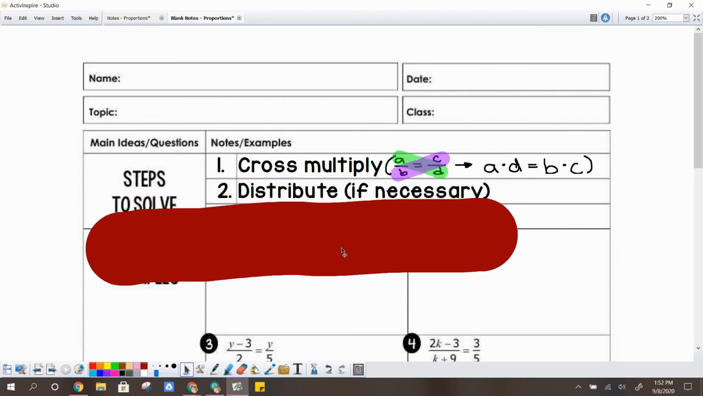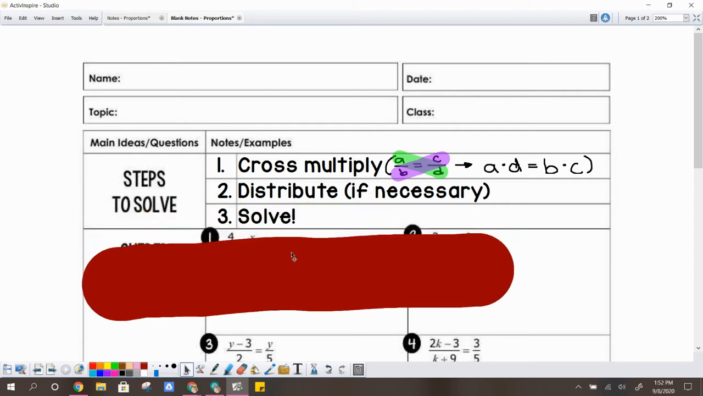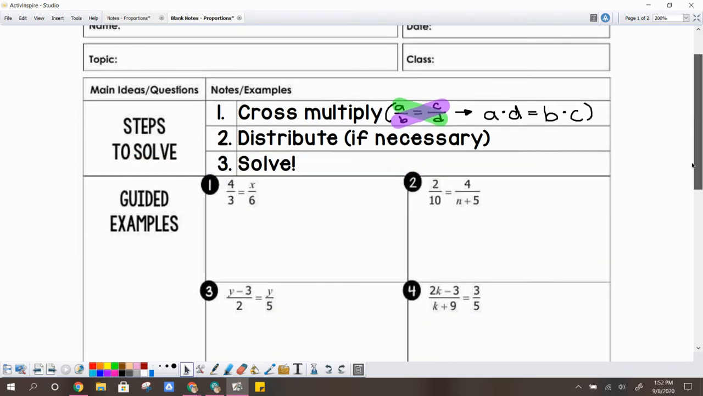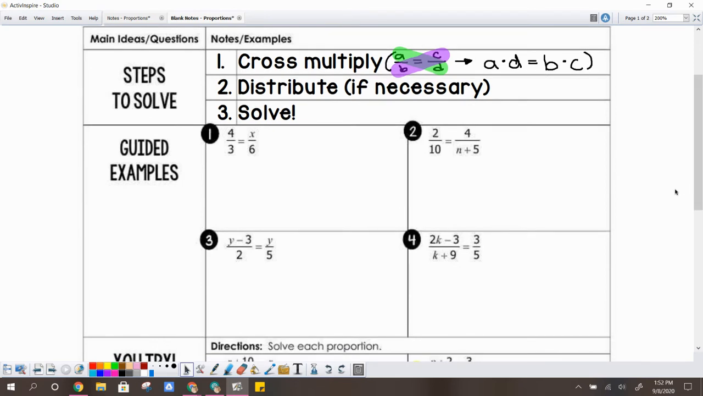So step two is then to distribute if necessary. There may be problems, like for example, you can see in 3 and 4, where we have an actual expression as part of the fraction. That's when you're going to need to distribute, and I'll show you what that looks like in a moment. And then step 3 is to solve. So I have 4 guided examples, and then you're going to practice on your own.